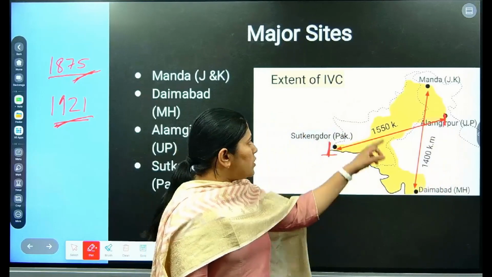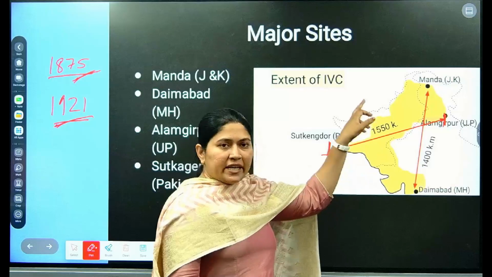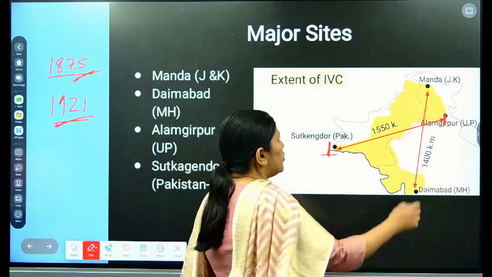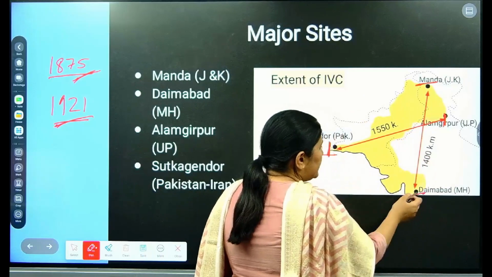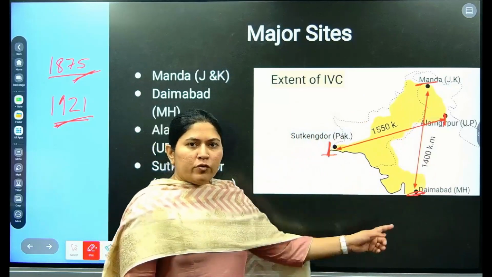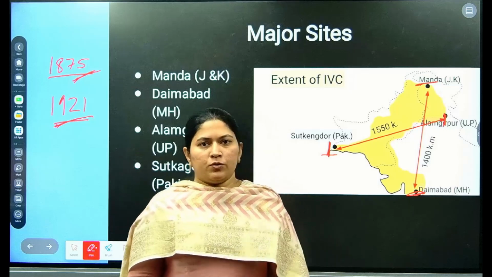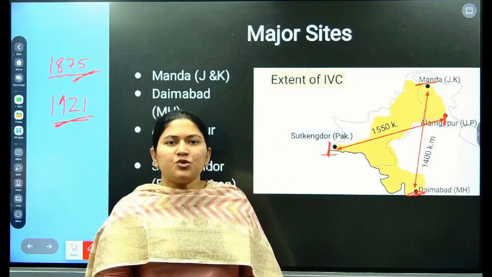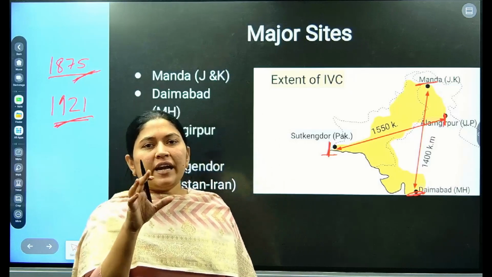And when he excavated, he found that it extended from north to south also, right from Jammu and Kashmir to Maharashtra, up till Daimabad or Inamgaon. Now this was the evidence that was found during 1921.